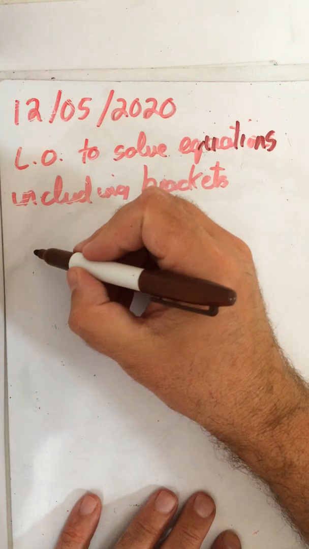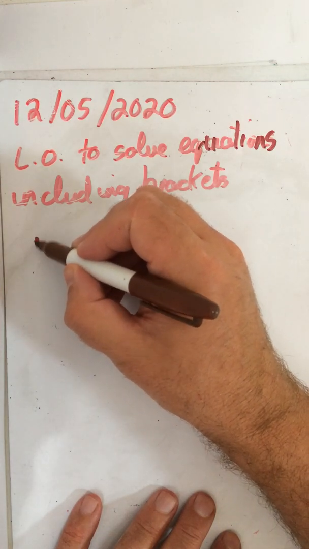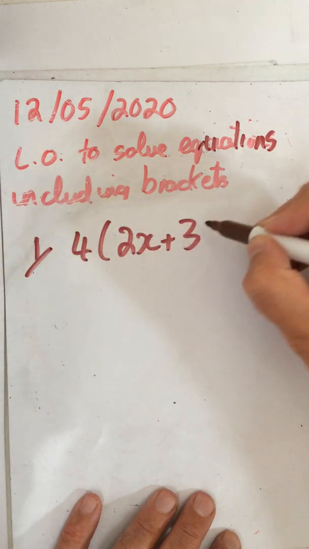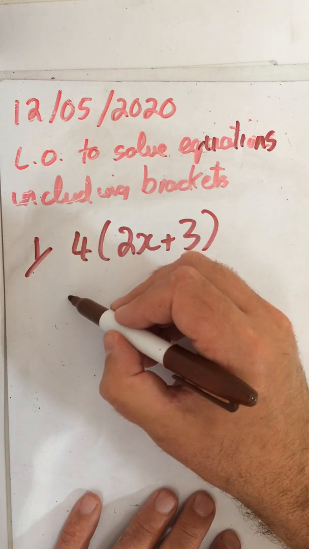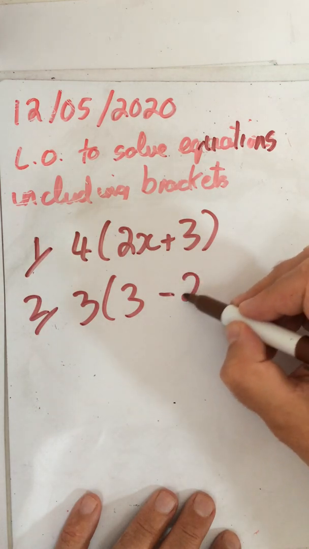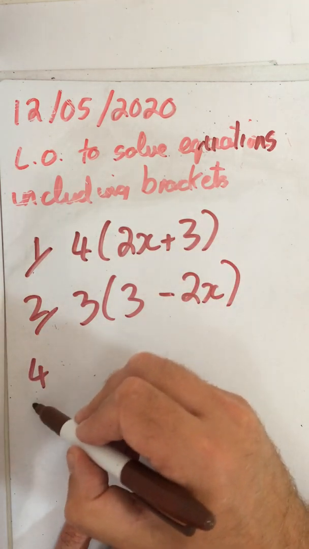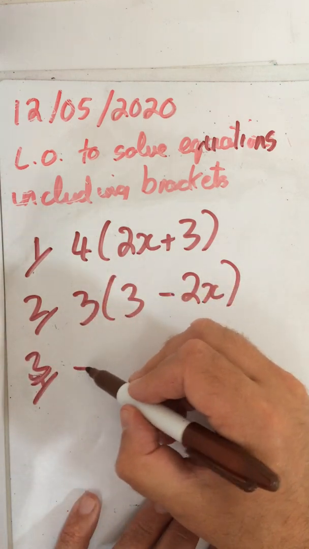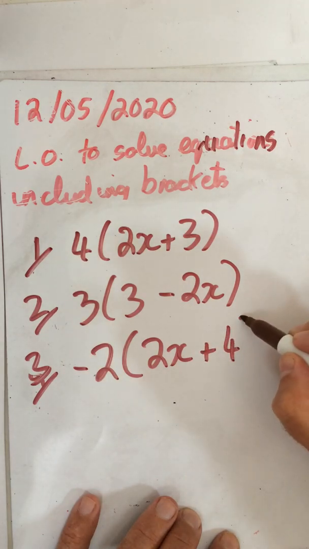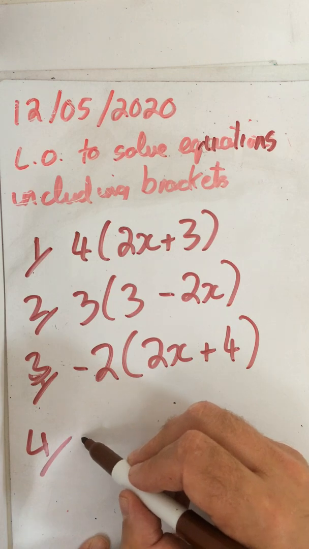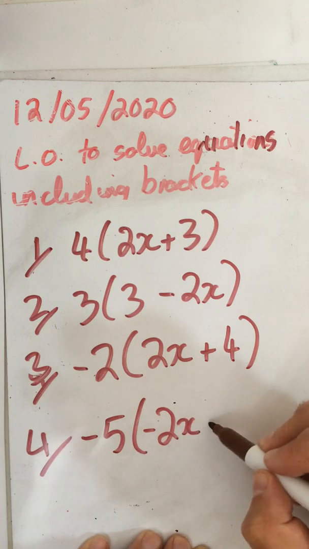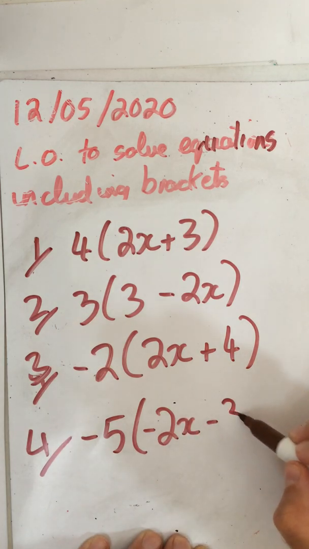So question 1, let's go with 3 outside and 2x plus 3. Question 2, let's go 3 minus 2x. Question 3, minus 2 outside and 2x plus 4. And let's go with question 4, minus 5 outside and 2x minus 3.